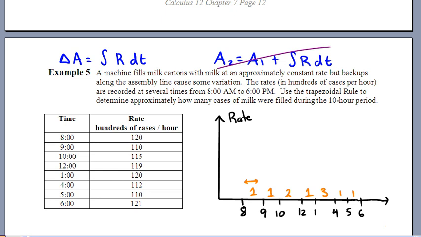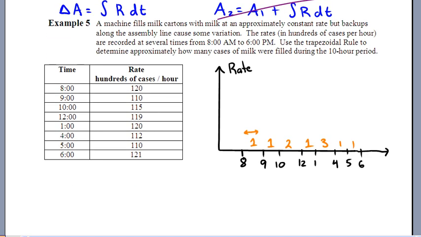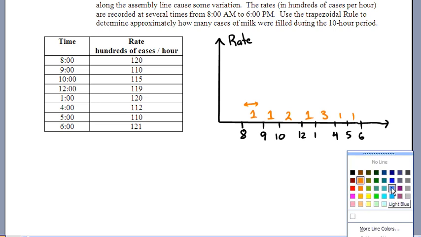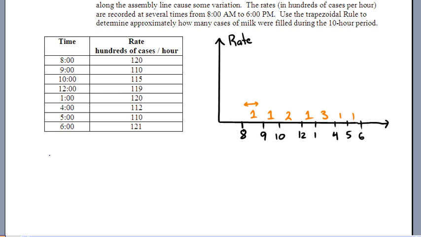Okay, it says use a trapezoid rule to estimate how many cases of milk were filled. Okay, well, trapezoid rule, I know one way that I can do that is I could do a left rectangular method, a right rectangular method, and then just average. That's going to be my plan. So for the left one, let's do our left approximation. We're going to be attaching all of our little ribbons on their left side.